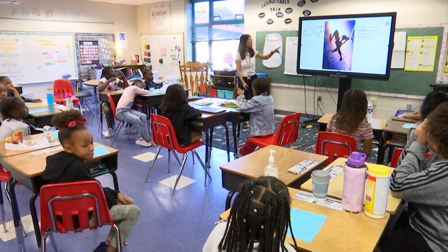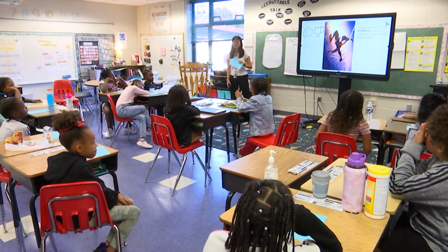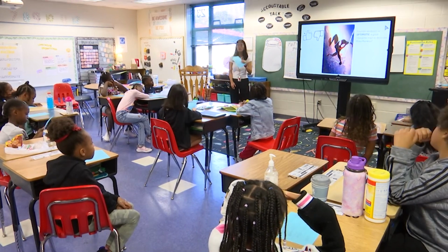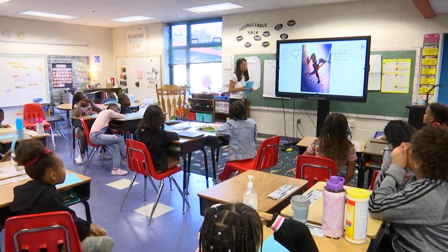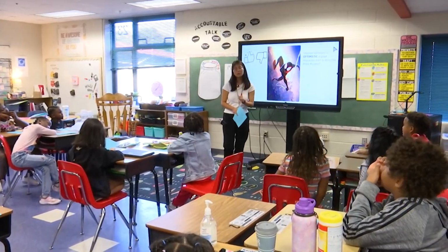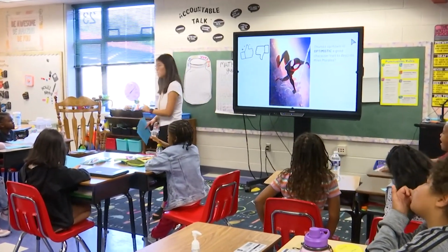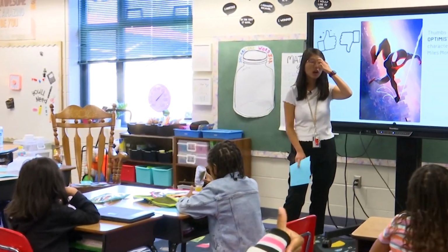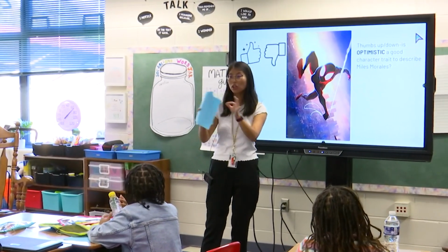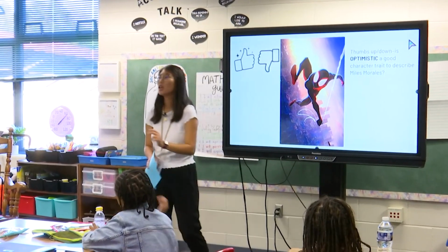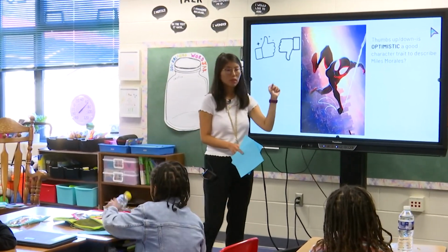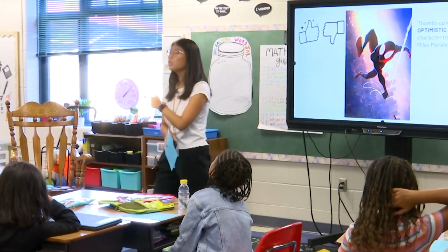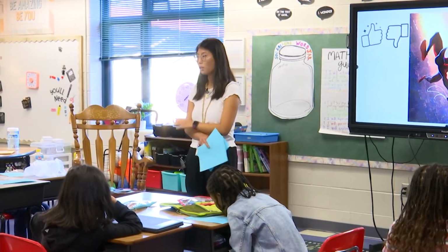Okay, here's our last one. Optimistic. What does that mean? Optimistic. Is Miles Morales optimistic? The word optimistic means looking on the bright side. And this is going to be a big word that we use when we talk about our novel study, the long fiction story we're about to read, Crenshaw. Optimistic means that you're looking on the bright side of things, okay?